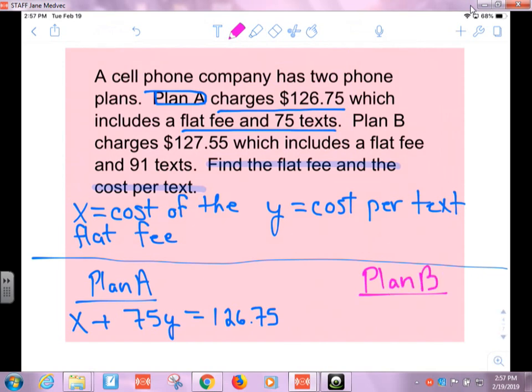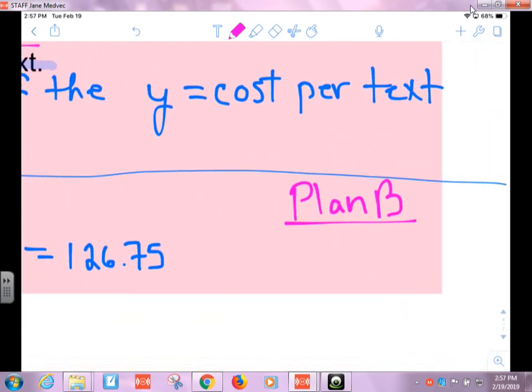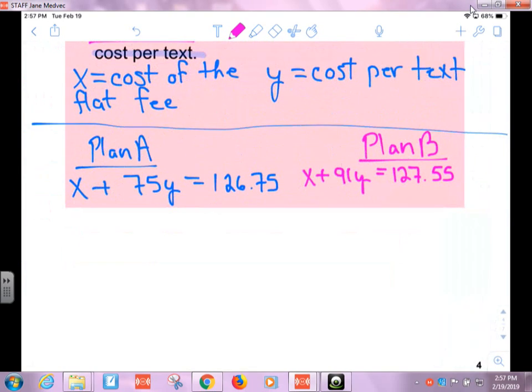Now I'm going to set up plan B. Plan B, which talks about it right here, charges $127.55 and includes a flat fee and 91 texts. So I'm going to come over here and say, here's my flat fee, cost per text, and I got 91 texts, and it gives me the total of $127.55. So those are my 2 equations. Notice it's plan A and plan B. I'm comparing the 2 plans. It's not cost and count, so it's a little bit different.